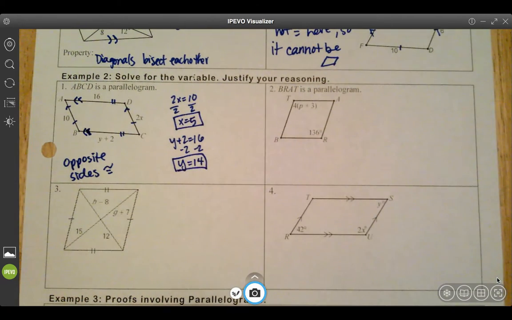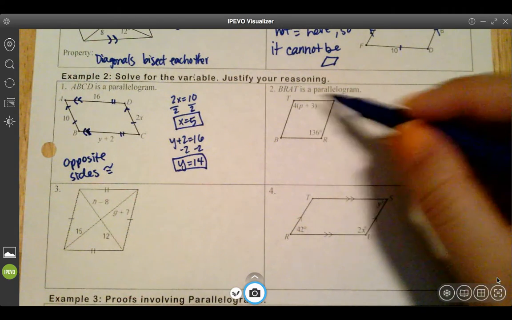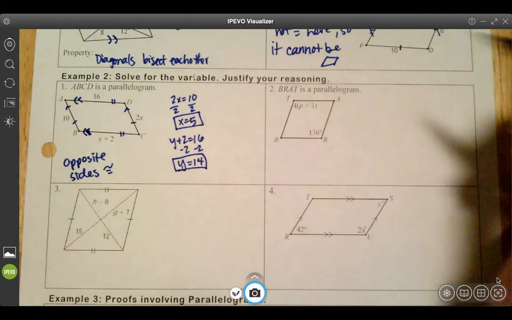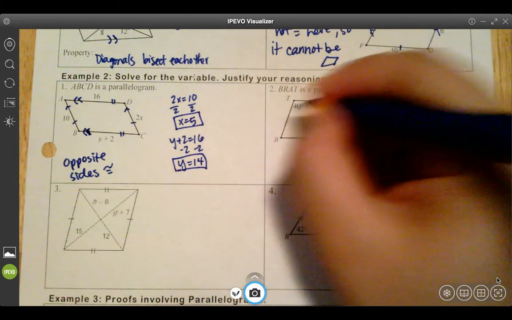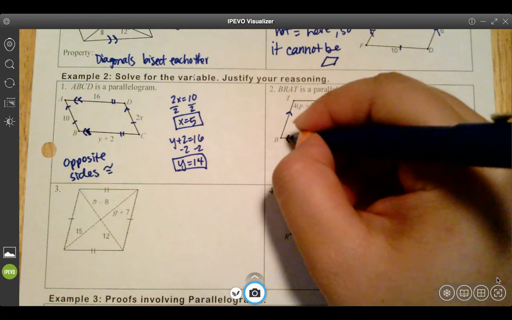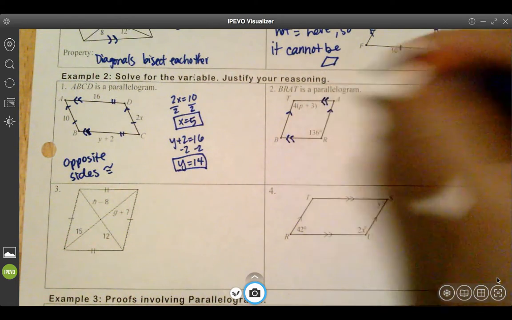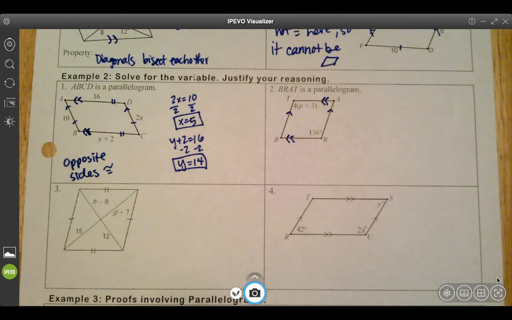For number 2, we have parallelogram BRAT. We know that it's a parallelogram, therefore we know that opposite sides are parallel. That is our definition of parallelogram. Not the congruences, not the supplementary. Those are properties. The definition is that opposite sides are parallel.